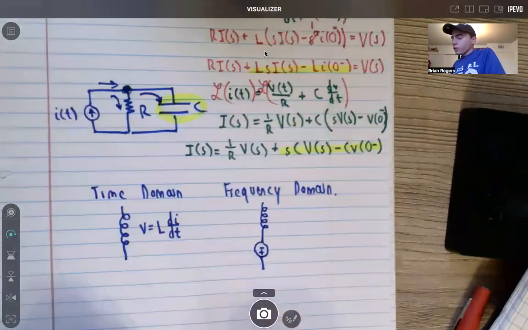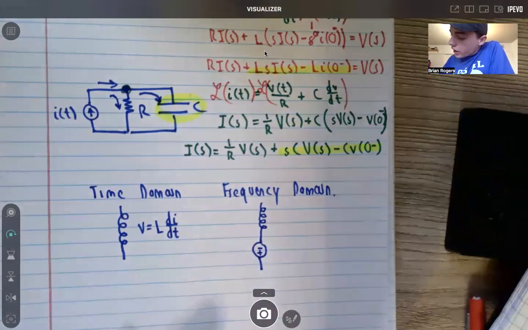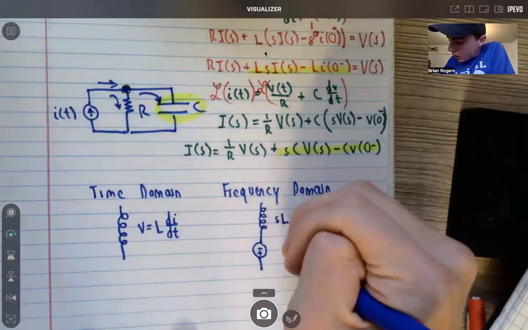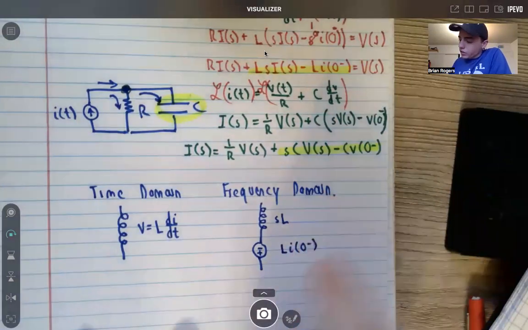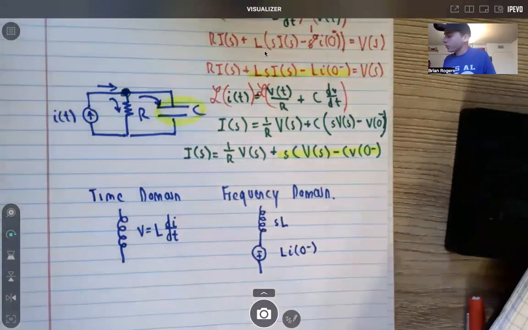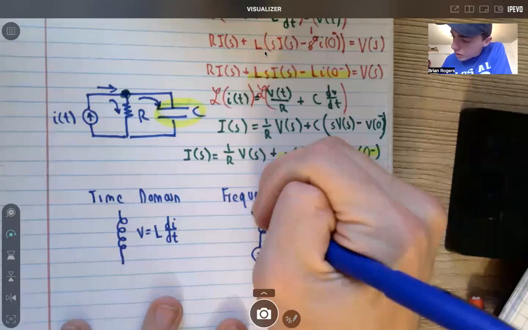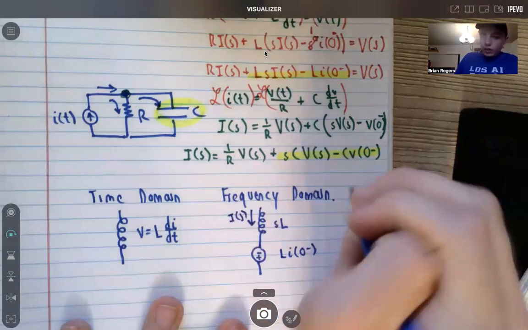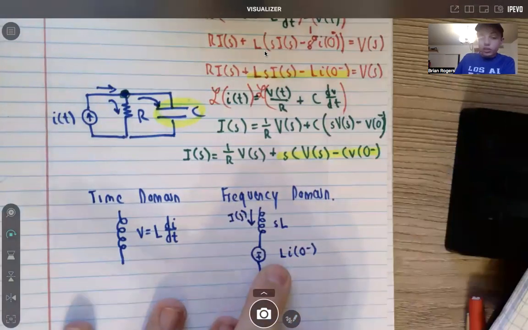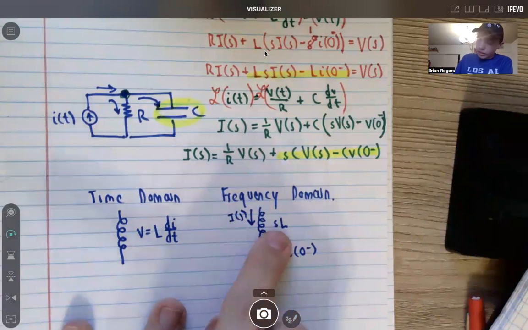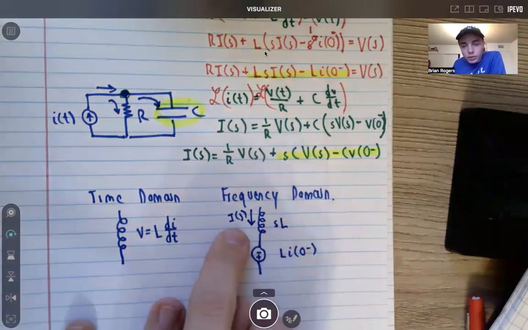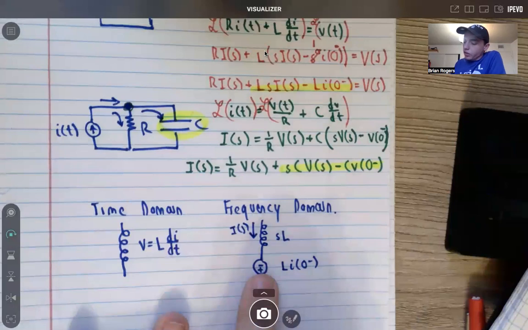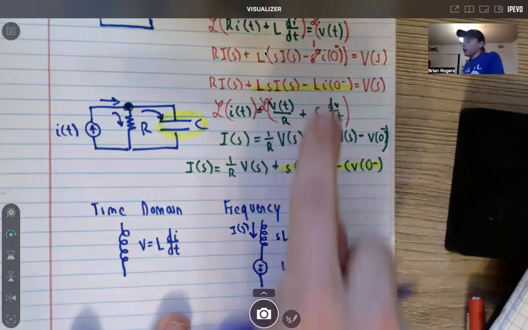In the frequency domain, we're going to have sL, and then the initial voltage on it, L i(0 minus). That's what we have here because the current running through this inductor is given by I(s). This just takes into account the initial condition, and this is your inductor in the frequency domain. You use sL to represent an inductor, with the current in the frequency domain running through it. And the initial condition is in this position, with a minus sign up here.